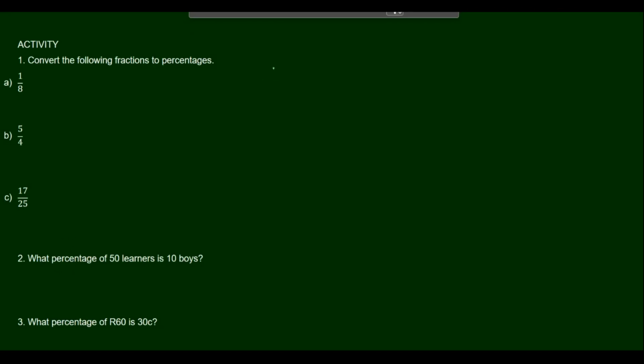1 over 8, we say 1 over 8 times 100 over 1. So let's start by simplifying. We have the highest common factor between 100 and 8, which is 4. So we say 4 into 8 is 2, and then 4 into 100 is 25.